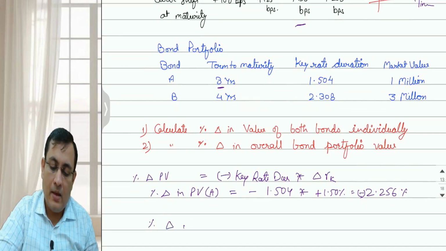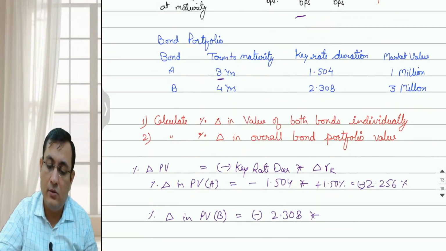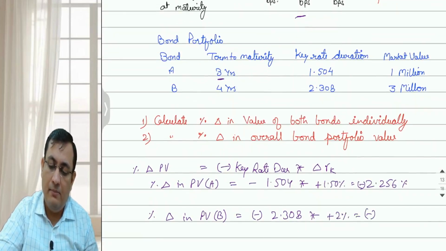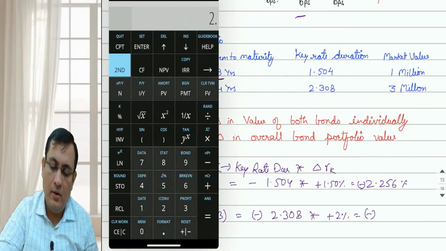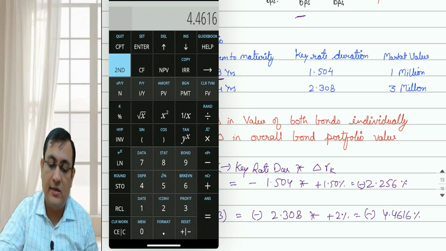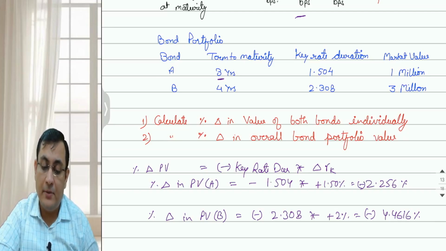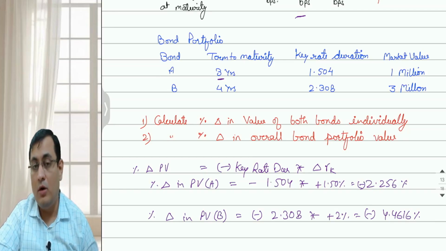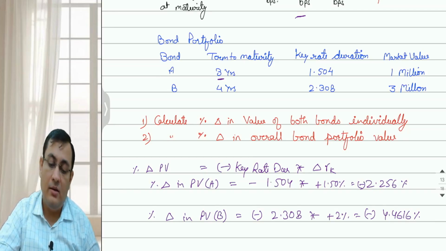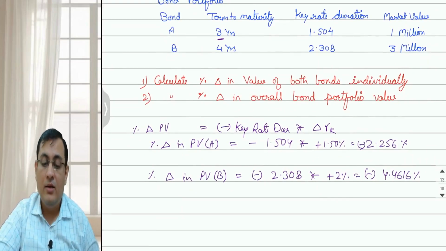Next, the change in PV of B will be equal to negative 2.2308 multiplied by the 4 year, which is going up by 2%. So it will have an impact of 2.2308 multiplied by 2 is equal to 4.4616%. So this is the effect of each bond in the overall portfolio. Now calculate the percentage change in overall bond portfolio value. So we have the individual change. Now we can calculate the overall change.